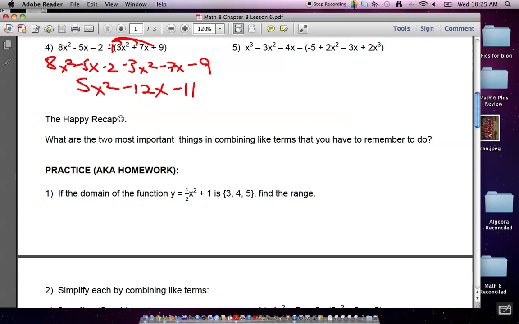All right, now everybody, for the last question we're going to do together before we start today's homework, which basically has become classwork lately, let's try number 5. Go ahead.